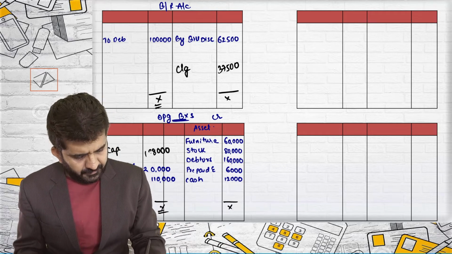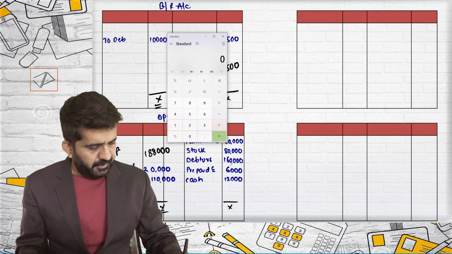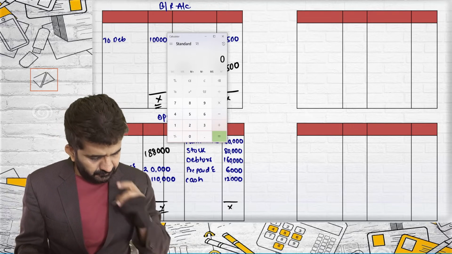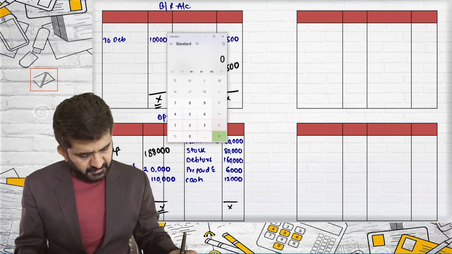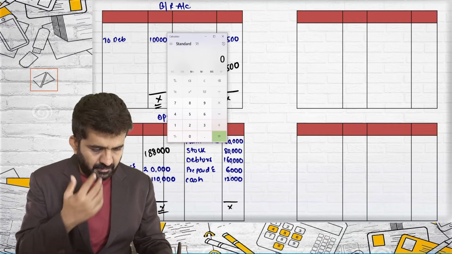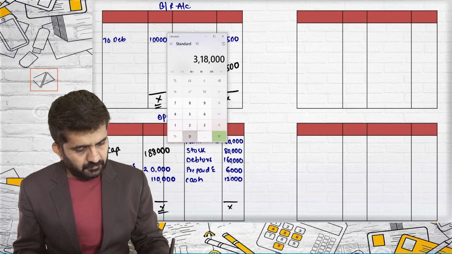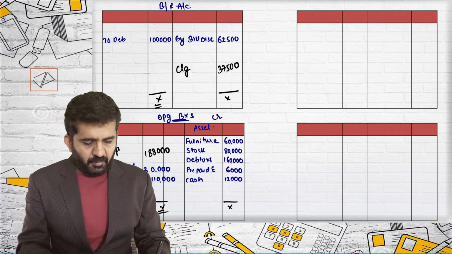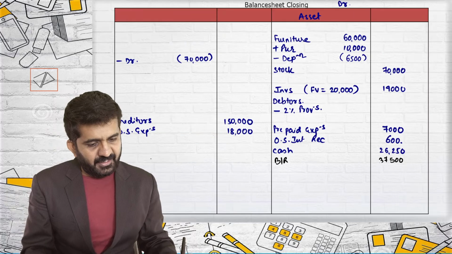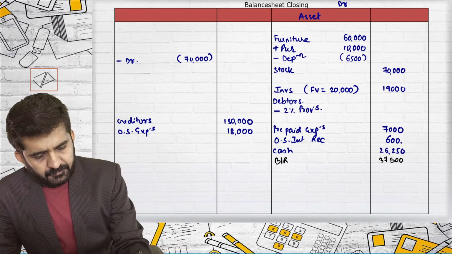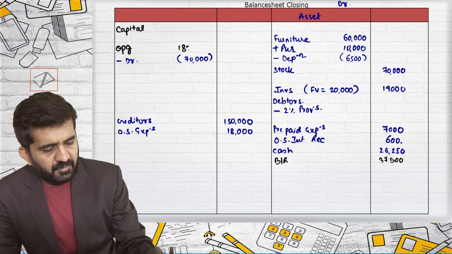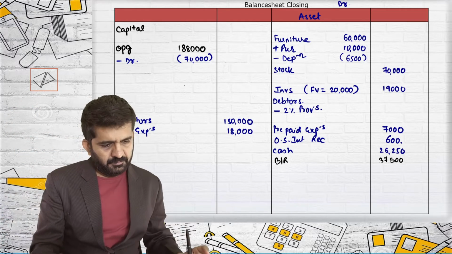No, it is 1 lakh 88. It is 160, 140 is the 318 minus 130. One lakh 88,000 opening capital to effect, 1 lakh 88,000 closing balance sheet. Capital opening will be 1 lakh 88,000.